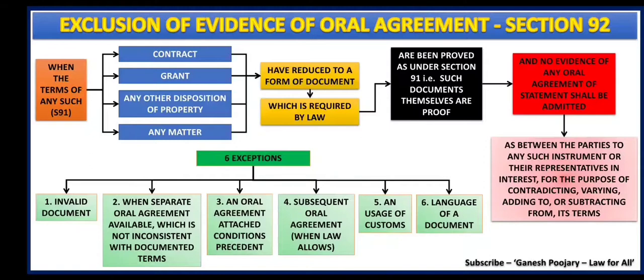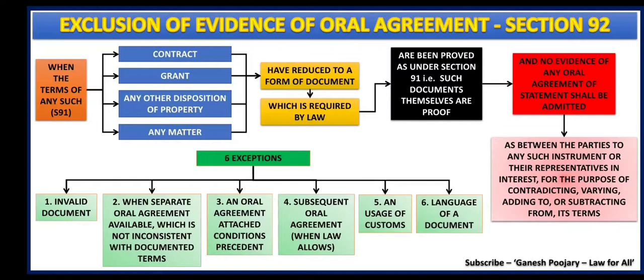Section 92 discusses the exclusion of evidence of oral agreement. Now, looking at the title, you might feel that this is almost a repetition of section 91, and if you feel so, you are right, because section 92 speaks, most of the time, the major part of section 91 itself, but then it moves to 6 important exceptions where oral agreement can be given. And under section 91, it is very clearly spelled out that whatever exceptions are given under section 92 are valid.